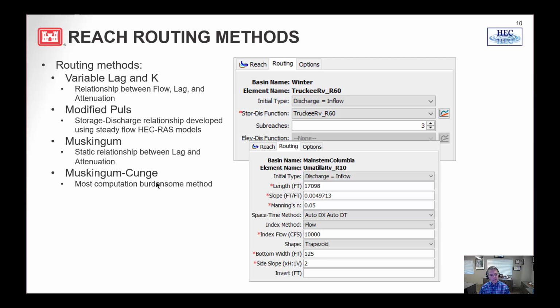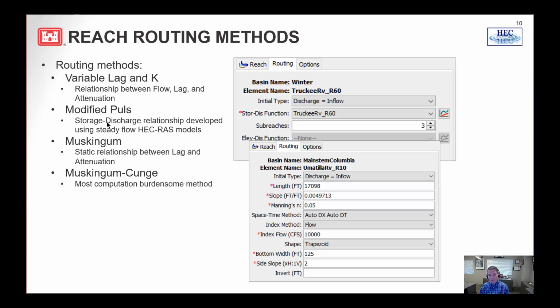And then modified Puls, most watersheds have those if they have RAS models, right? Those RAS models were usually used to help define those modified Puls relationships for HMS reaches. And then the Muskingum method, the only thing I really have to say about that one is that it is computationally burdensome.